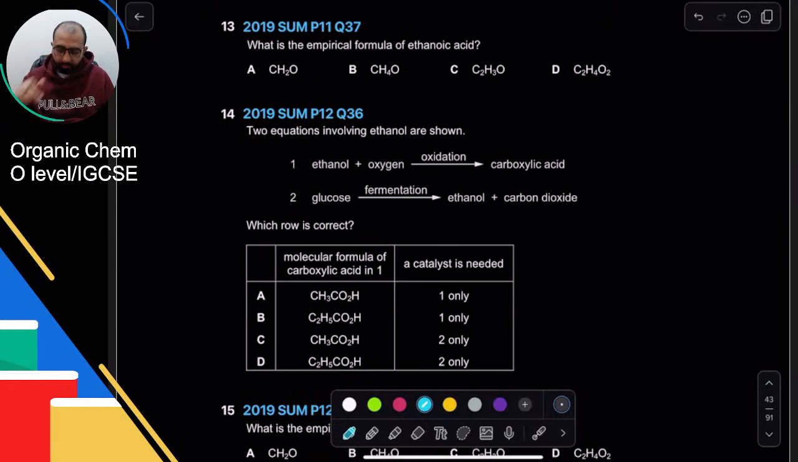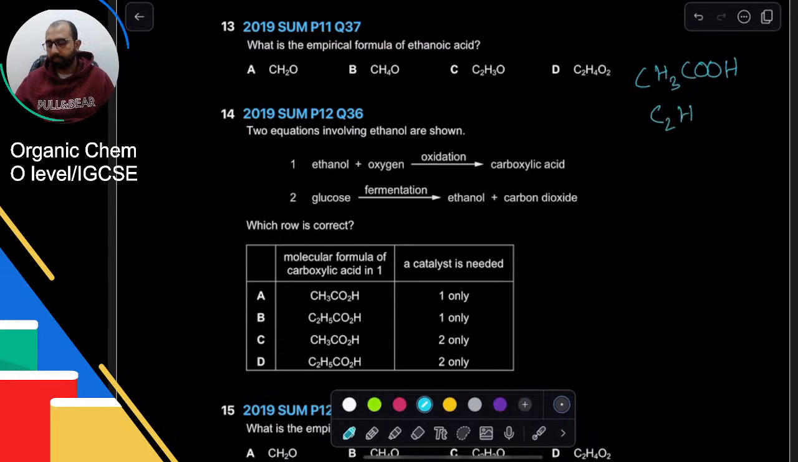What is the empirical formula of ethanoic acid? Let's write the actual formula. Molecular formula, CH3COOH. How do I know that? General formula. Now, 2 carbons, 4 hydrogens and 2 oxygens, so what will the empirical be? Simplest ratio, CH2O. So that is A.